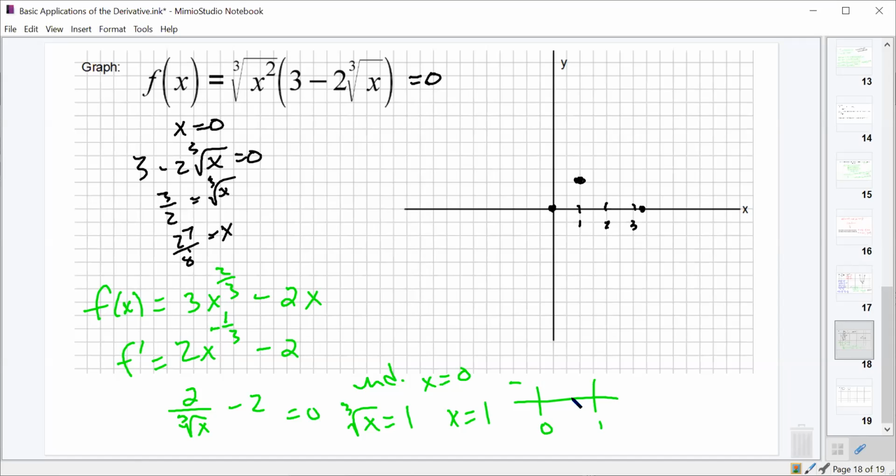We plug in something like a half into here. The cube root of a half is going to be, let's write this, 2 over the cube root of a half is going to be a positive number. And then when we subtract the 2 from it, we're still going to be positive, because 2 divided by something that's less than 1 is larger than 2. And we subtract the 2, we'll still be positive. And then something greater than 1, like 1,000. This is a number that's smaller than 2. We subtract 2 from it, and it's negative. So we should see it's decreasing, increasing, and decreasing. Everybody good with that so far?